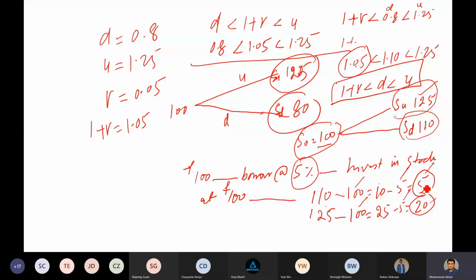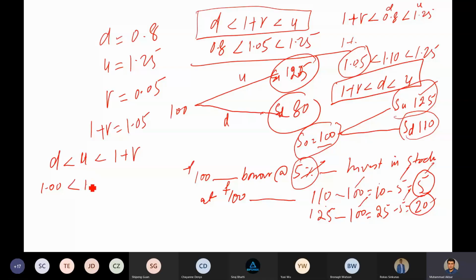So everybody will start doing this, and this will do what? This will increase the interest rates. As a result of that, we should be back to the equilibrium position, which is that D needs to be less than 1 plus R, which needs to be less than U. Now suppose U is less than 1 plus R, for example, D is 1, and U is 1.05, and 1 plus R is let's suppose 1.1.